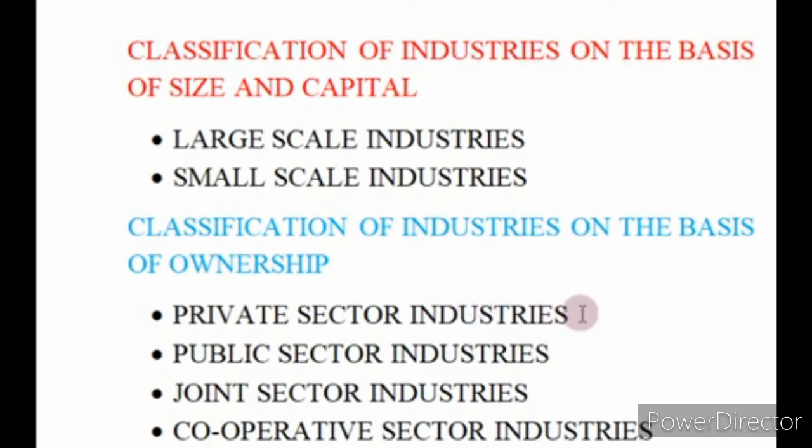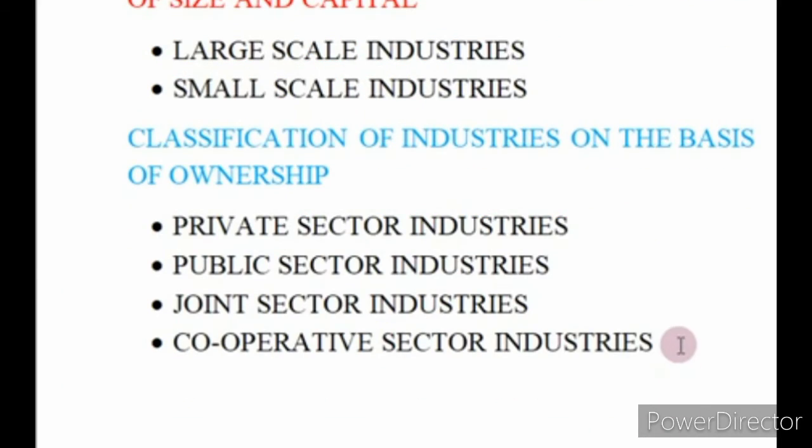Private sector industries. These types of industries are owned and operated by individuals or a group of individuals. Example, Bajaj Auto, Reliance, etc. Public sector industries. These types of industries are owned and operated by the government. Hindustan Aeronautics Limited, Bharat Heavy Electricals, Steel Authority of India are the examples. Joint sector industries. These types of industries are owned and operated jointly by the government and individuals or a group of individuals. For example, Indian Oil, Indian Synthetic Rubber Limited, etc.